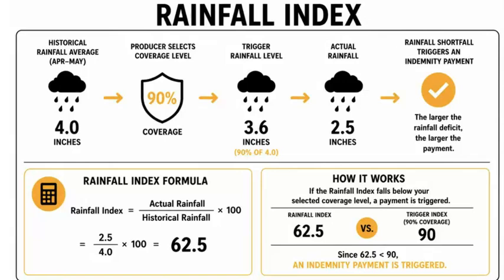Now compare that value with the producer's trigger index of 90. Because the rainfall index of 62.5 falls below the trigger index of 90, the policy qualifies for an indemnity payment. At this point, we know the producer is eligible for a payment.